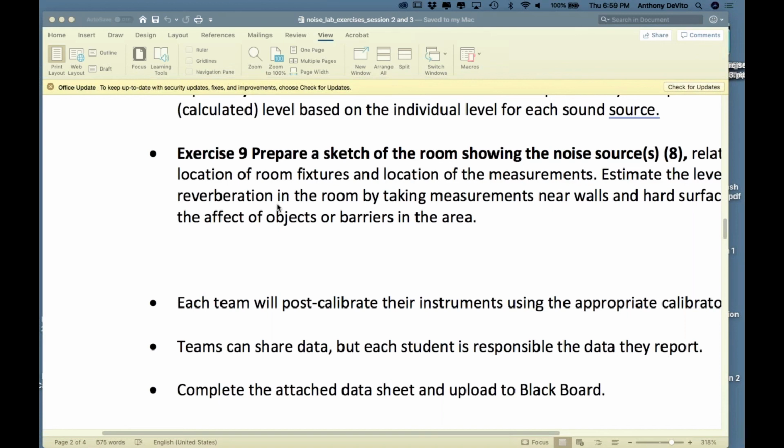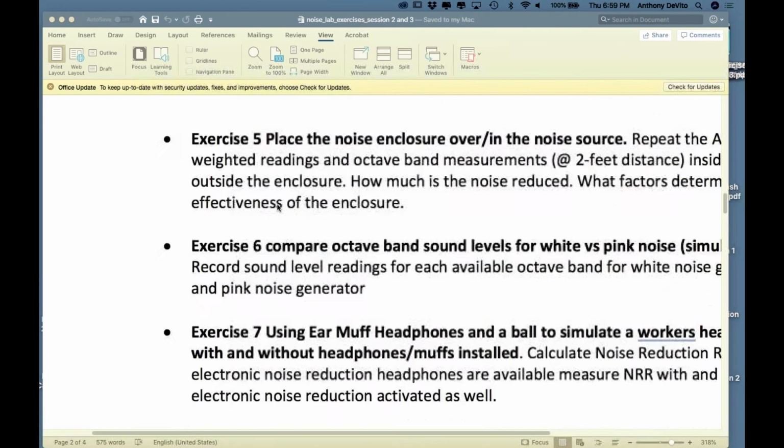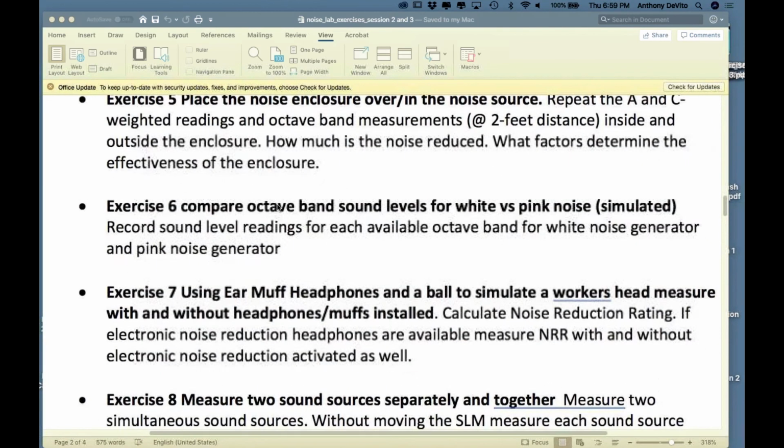Even though it's kind of a hokey demonstration, if you go back there, there's a place for you to put that data, 2 numbers inside and outside the box, just to demonstrate that it actually works.